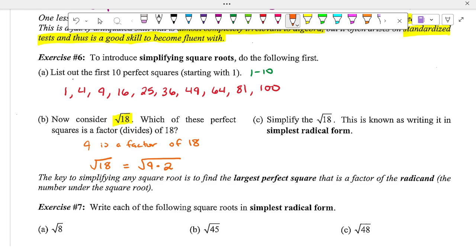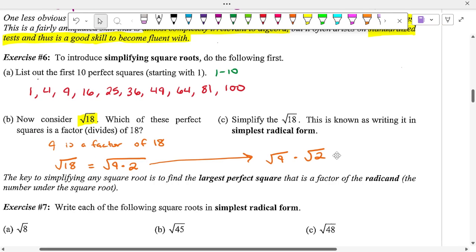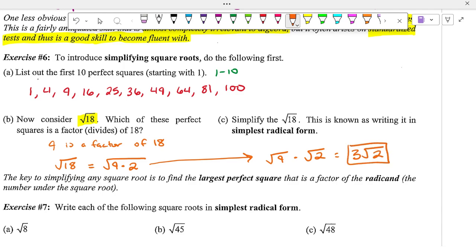All right. Now, why did I do that? Well, how could I rewrite that multiplication? Square root of 9 times the square root of 2. What's the square root of 9? 3. So in other words, simplified square root of 18 is equal to 3 square root 2. So 3 times the square root of 2. And that's essentially what you do when you simplify a radical. You're finding the perfect squares and you're taking them out. All right.